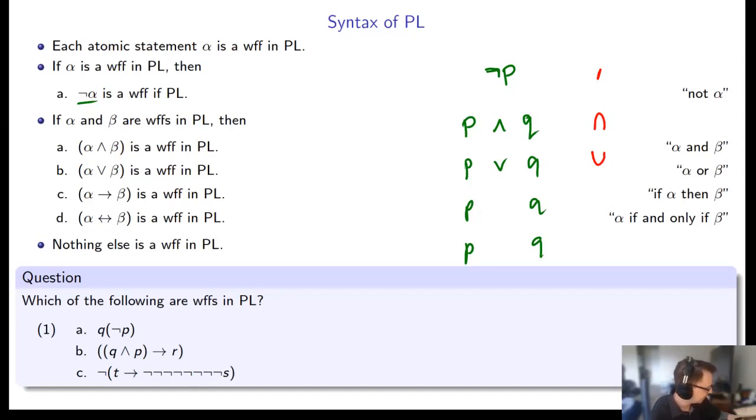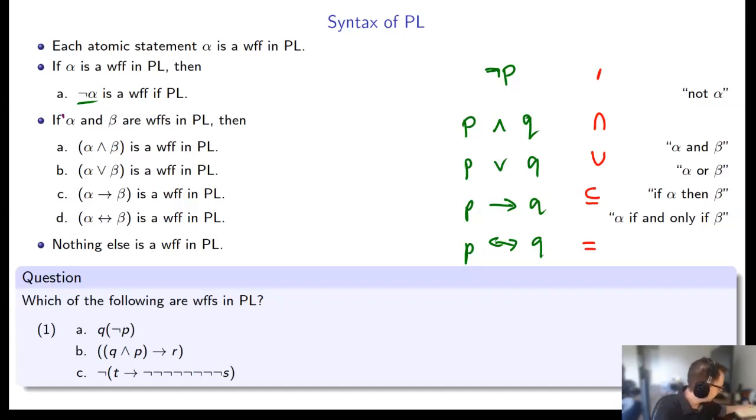We have if P then Q, so this is done with the arrow. This is sort of like the subset symbol in set theory. And then finally, we have P if and only if Q. So this is like if P then Q in both directions. And this is a lot like the equal symbol in set theory. So all of these are different grammatical strings in logic.